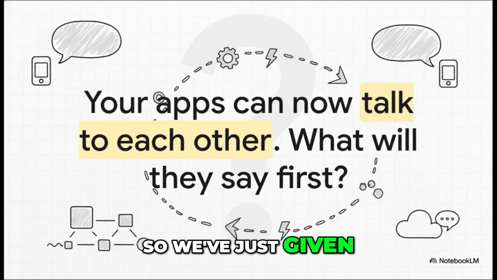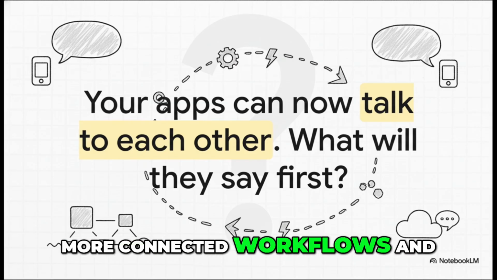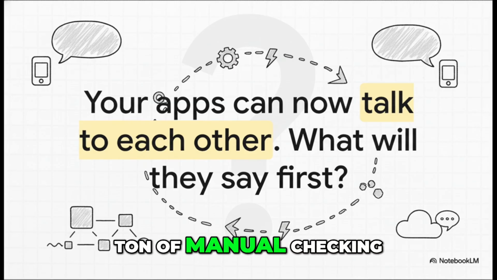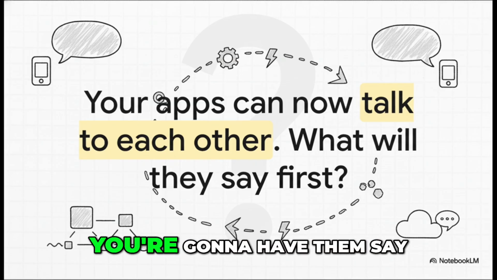So we've just given your apps a voice. They can finally talk to each other. You have the tools now to build smarter, more connected workflows and free yourself from a ton of manual checking. So the only question left is, what's the first thing you're going to have them say?